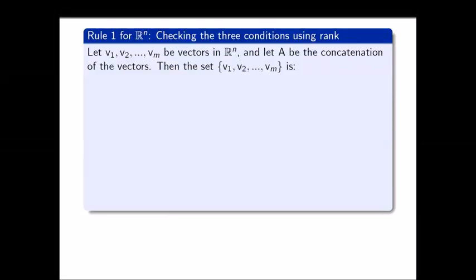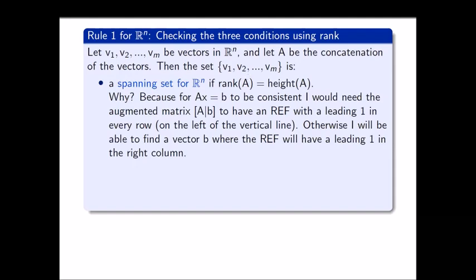So the three conditions that we saw can also be redescribed using just the rank of the concatenation matrix. So if I have m vectors in Rn and A is their concatenation, then this set of vectors is called a spanning set for Rn if the rank of this concatenation matrix A is the same as the height of the matrix. Now, why is that? Because the original condition said that every matrix equation Ax equal to b needs to have at least one solution. That is, it needs to be consistent.